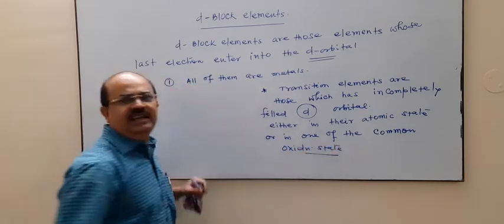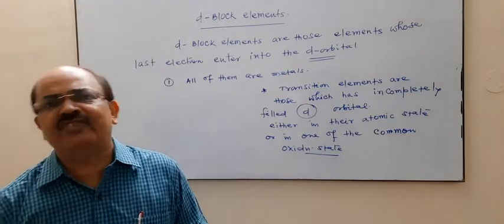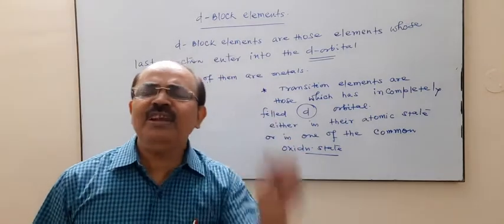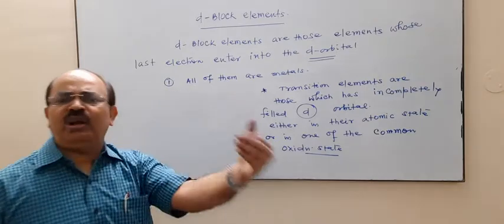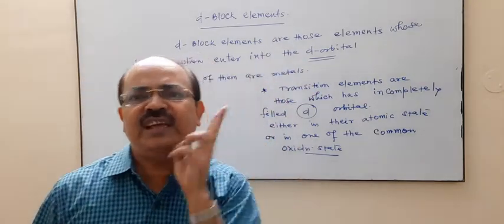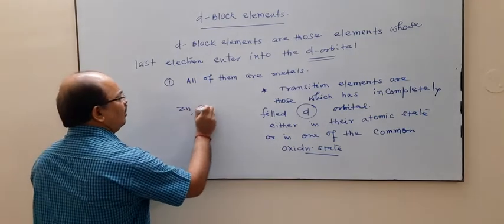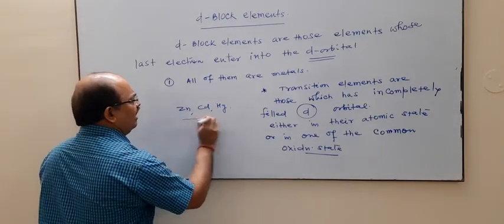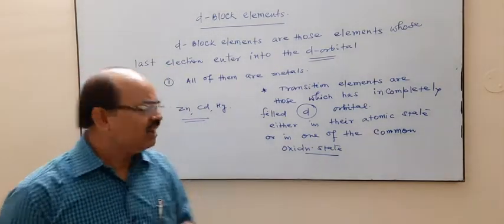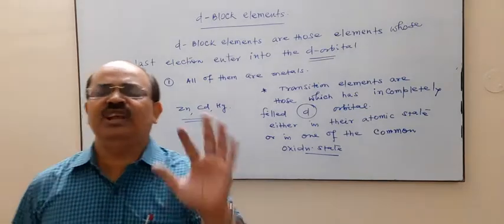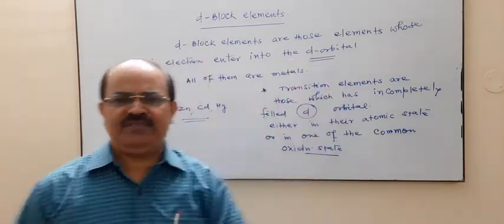Now the detailed idea I will discuss in class 12. In 11 you simply need to know that all d block elements are transition elements except 3, and those 3 are zinc, cadmium and mercury. तो अभी आपके स्टेज में इतना जानना काफी है कि जिंक, कैडमियम, मरकरी ट्रांजिशन एलिमेंट नहीं है. हाउएवर रेस्ट आर योर ट्रांजिशन एलिमेंट्स.